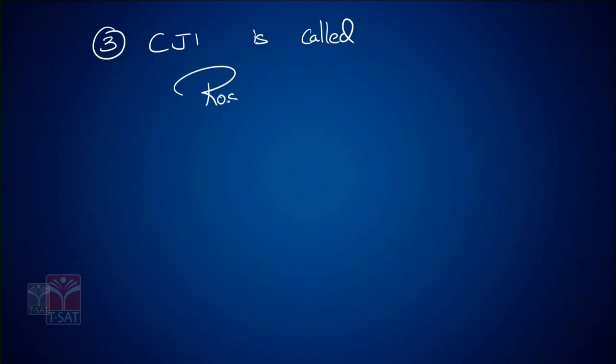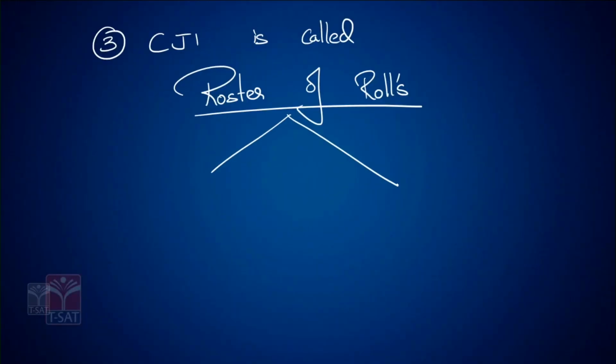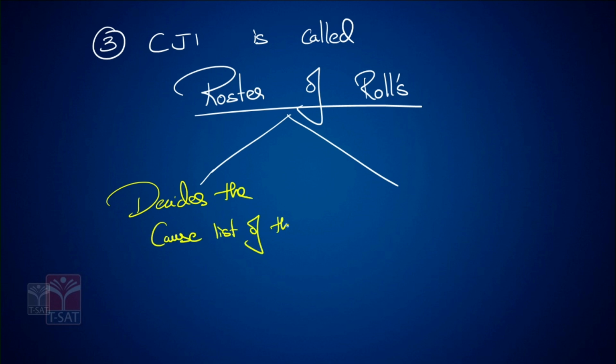The third important point is that the Chief Justice of India is called the master of the roster. Why is he called the master of the roster? For two important reasons. Reason number one, he decides the cause list of the court.